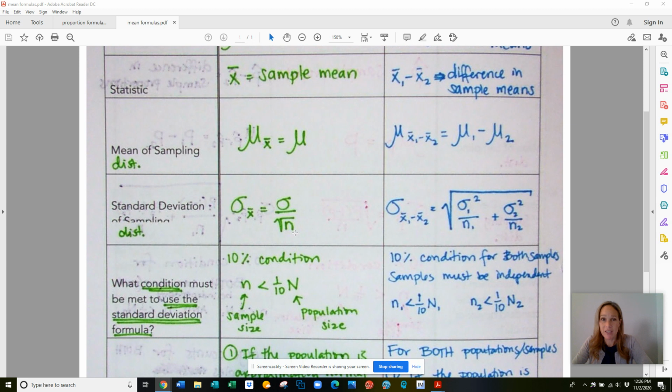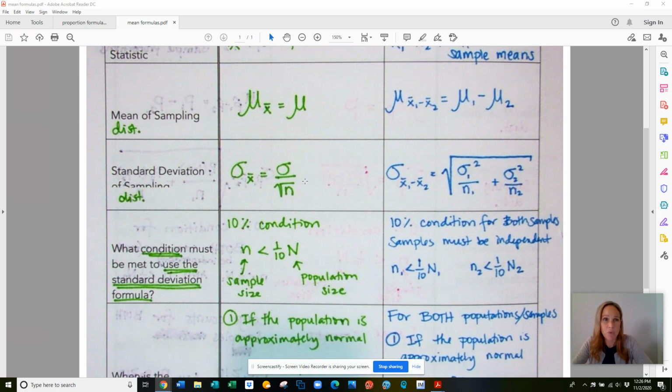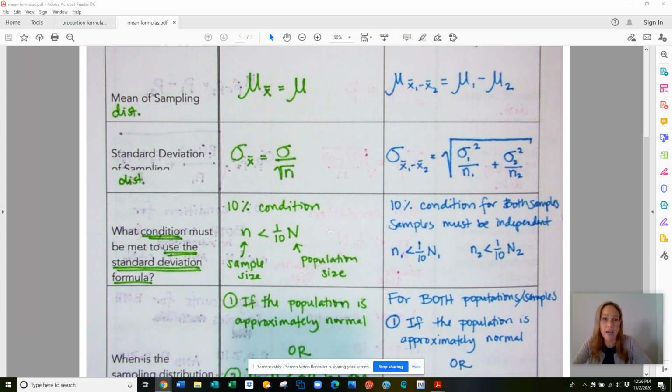And then we'll get into the central limit theorem in just a minute, but we want to make sure that we're allowed to use this formula, and the way that we can check for that is by meeting the 10% condition, making sure that our sample size is smaller than 1/10 of the population. Or you could clear the equation of the fractions by multiplying by 10 on both sides, 10 times the sample size, making sure that that's smaller than the population. So two different ways to look at the same thing there.